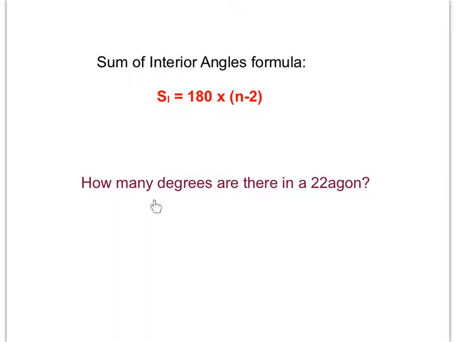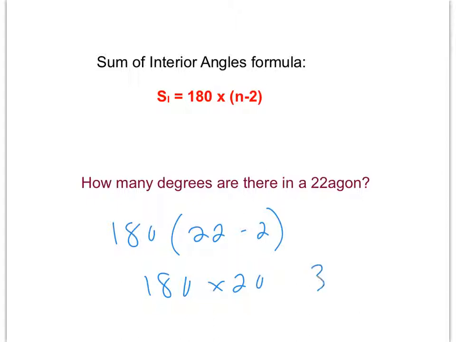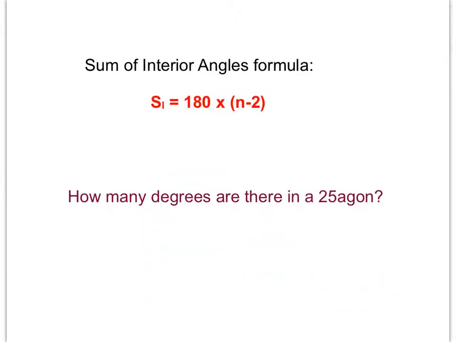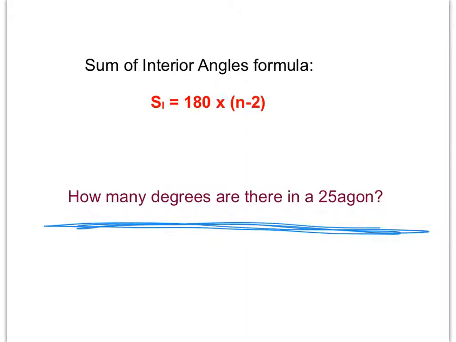I'm going to do 180 times 22 minus 2, which is 20. So 180 times 20 is going to be 36, followed by 2 zeros, 3,600 degrees in a 22-sided figure. You guys do this one right now. How many degrees are there in a 25-sided figure? A 25-agon.